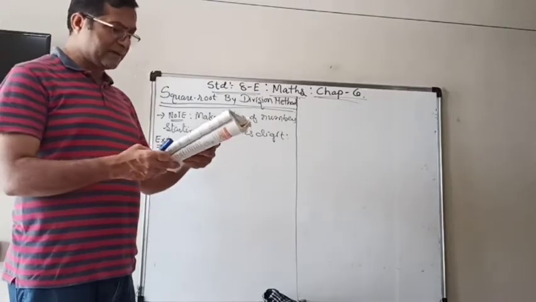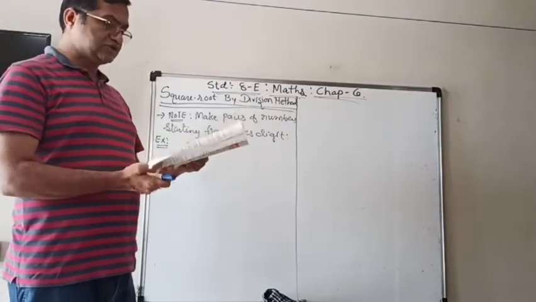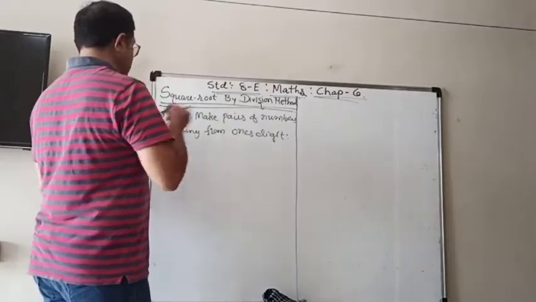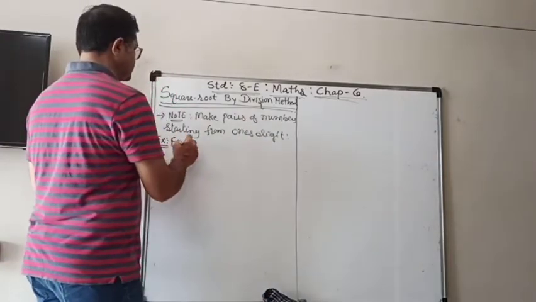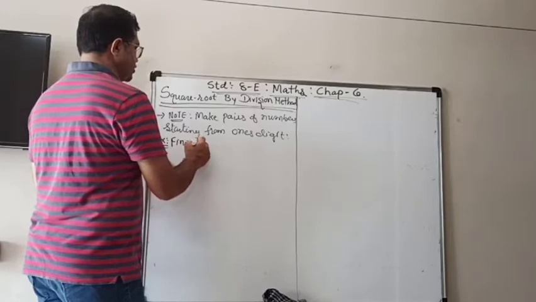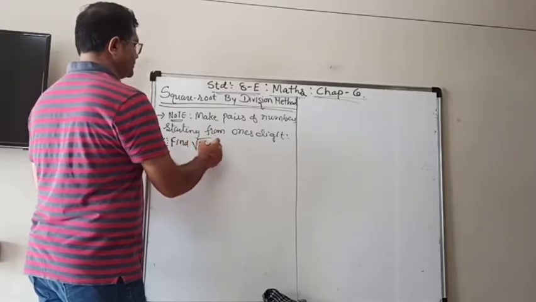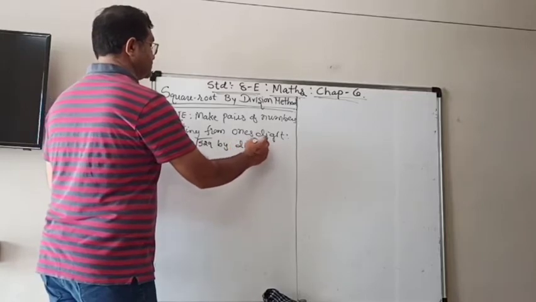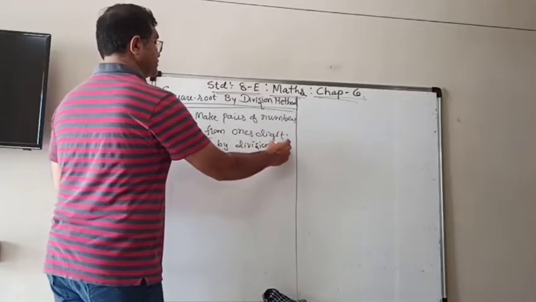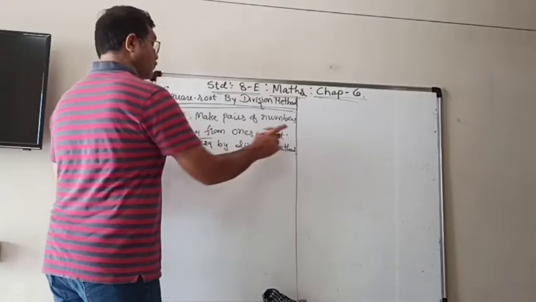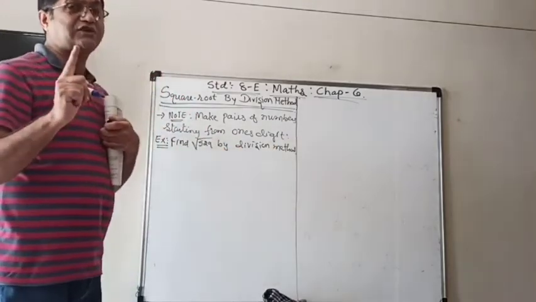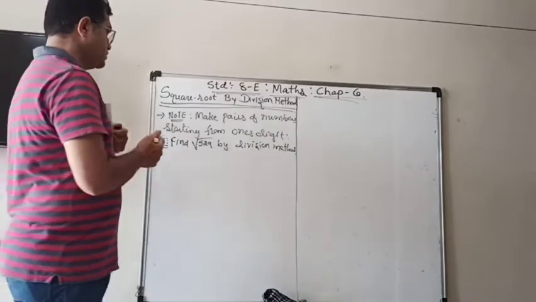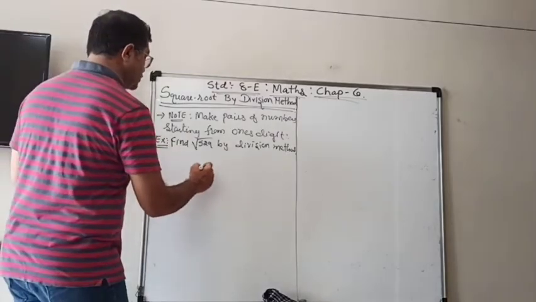Let us take an example: square root of 529. Find the square root of 529 by division method. Watch my each and every step carefully.